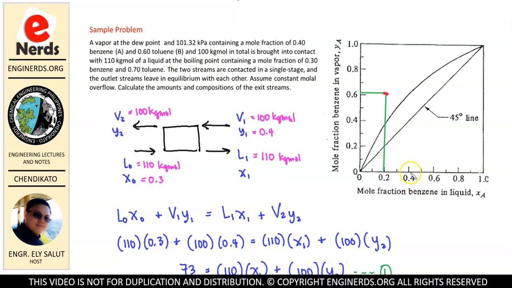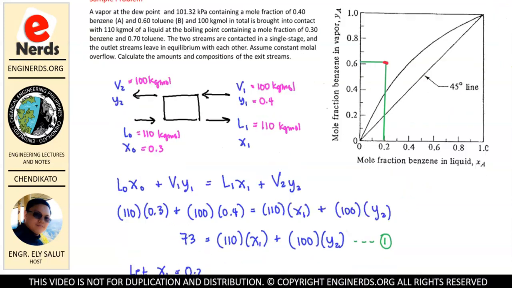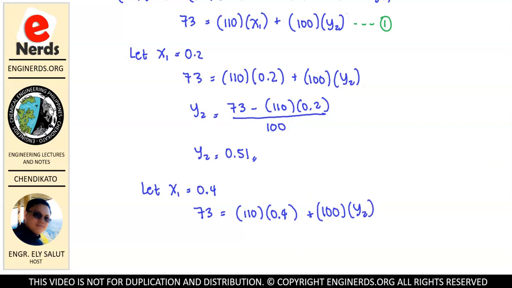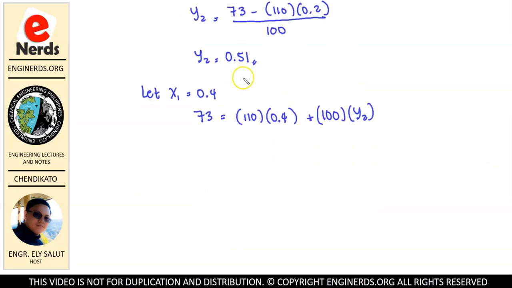So, let's see, I will use 0.4 now kung saan siya magpo-fall. So, I will let x sub 1 is equal to 0.4. So, I will have, again, 73 is equal to 110 times our x1, which is 0.4, plus 100 times y2. Okay, so I will not write further itong ating katulad ng ginawa kanina. I will just solve y2 directly using our calculator.